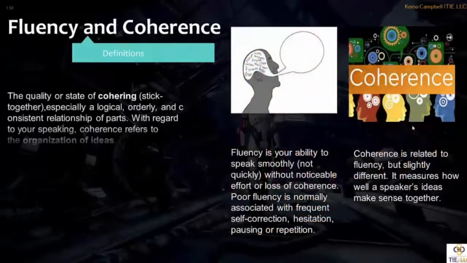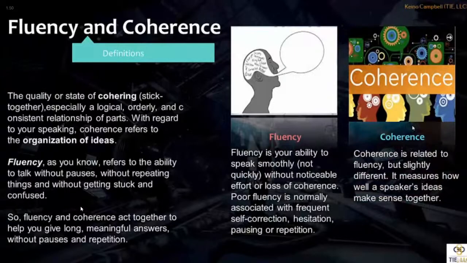So first of all, when we're talking about fluency and coherence, fluency refers to how well you can talk without pausing or hesitation or interruption. That's what fluency is. So if you have a lot of pausing in your speech, then that's going to hurt your fluency. Coherence is a little bit different. Coherence really deals with how well your ideas make sense together.